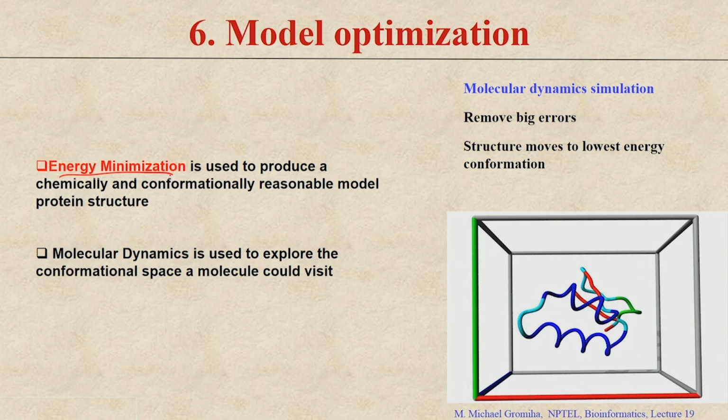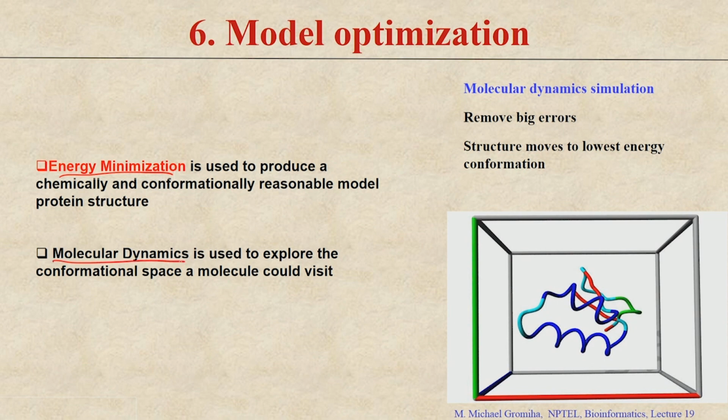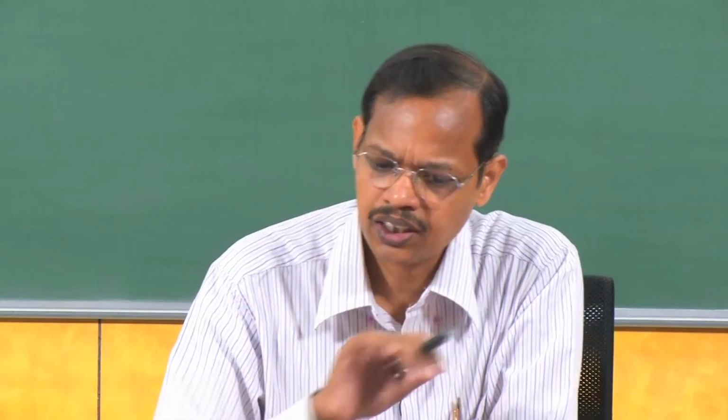In this case you can do energy minimization and see whether the model is chemically and conformationally reasonable or not. There are different methods available to minimize energies, and you use the energy minimization technique to see whether your protein is reasonably good and energetically favorable. Then we can also run MD dynamic simulations to see what possible conformations your protein can visit over different periods of time. This can also help to remove large errors, and it can give the low energy conformation.